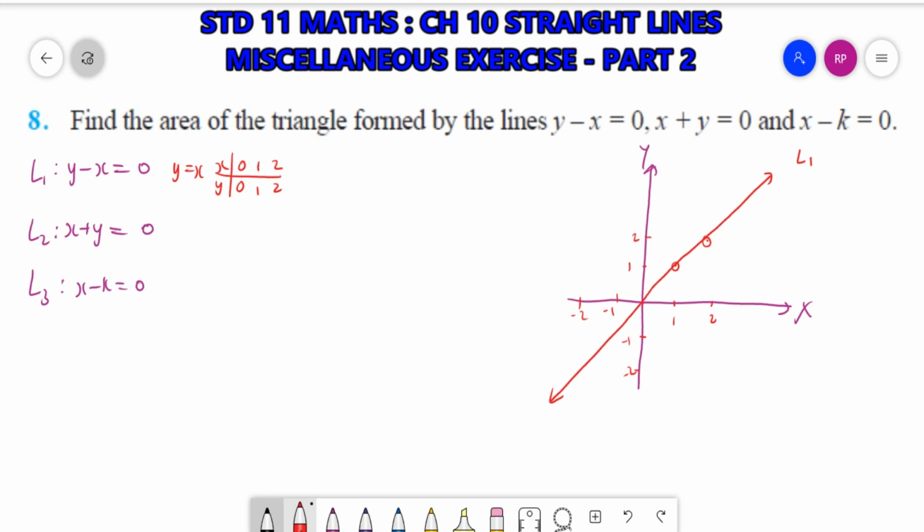Now, the second line, that is x plus y equal to 0, that means y is equal to minus x. So we take x 0, y 0; x 1, y minus 1; x 2, y minus 2. So (0, 0) will be the point, (1, minus 1) will be the point, (2, minus 2) will be the point. So the line will be in this way.